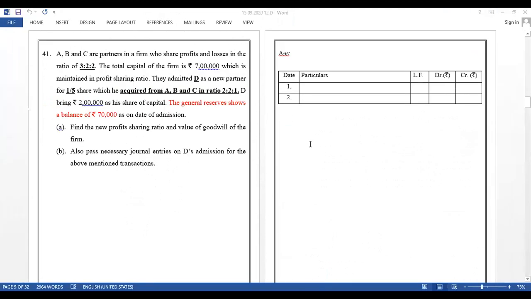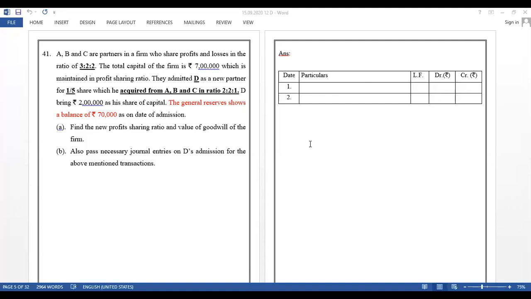Okay, the sum that is in front of us is like ABC are partners in a firm who share the profits and losses in a ratio of 3:2:2. The total capital of the firm is rupees 7 lakh, which is maintained in profit sharing ratio. They admitted D as a new partner for 1/5 share, which he acquired from ABC in the ratio of 2:2:1.